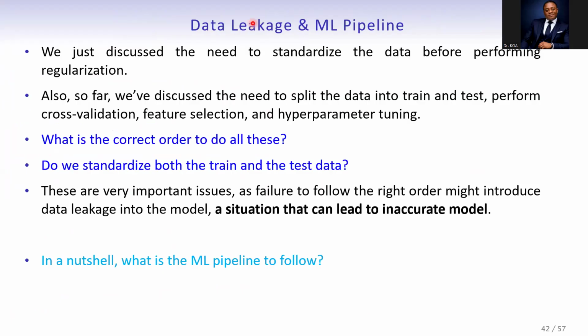I'm just going to end by summarizing a point on data leakage. We have just discussed the need to standardize the data. We've discussed the need to split the data, perform cross-validation, feature selection, hyperparameter tuning. We've done all of that. Do you see my PowerPoint? Yes, Doc. Okay. So all of them are very important, because failure to follow the right order can lead to data leakage. So what is a correct machine learning pipeline to follow so that you don't have data leakage?